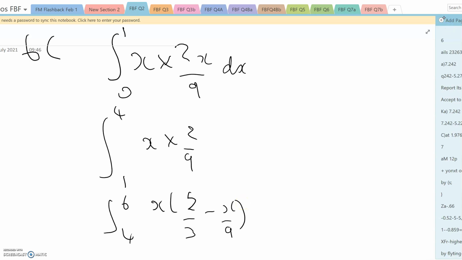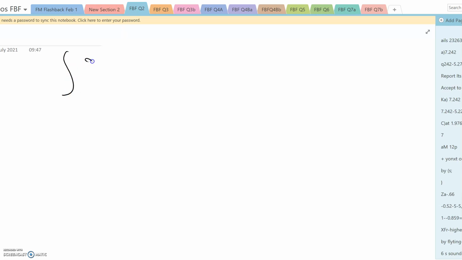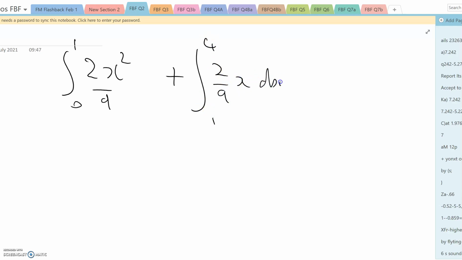And the first stage is to multiply everything out. Integral of 2x squared over 9 between 1 and 0. Integral of 2/9 x between 1 and 4. And the integral of 2/3 x minus x squared over 9 between 6 and 4.